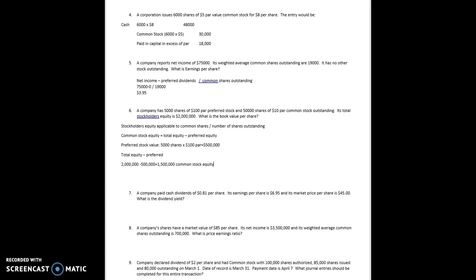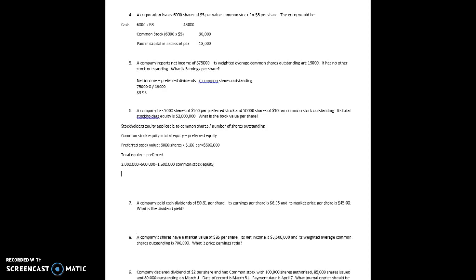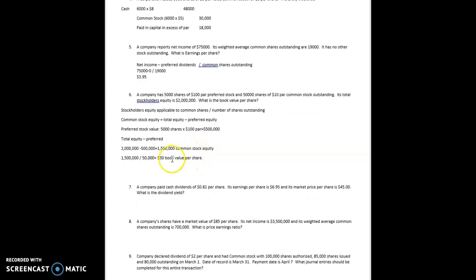Then we can do our formula. So we have the stockholders' equity applicable to common shares, which is $1,500,000, divided by the number of common shares outstanding. It tells us that we have 50,000 shares of common stock, so 50,000. We're going to divide that, and we're going to get a book value per share of $30. Okay, we're going to stop there, and we will continue 7 through 11 in part 2 of the review.